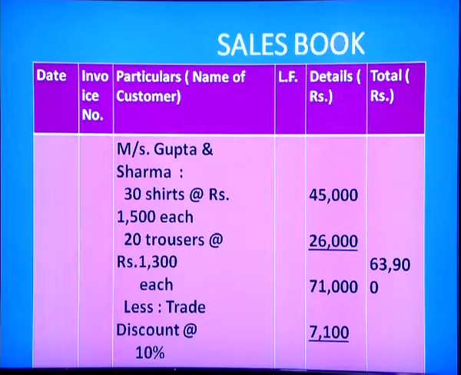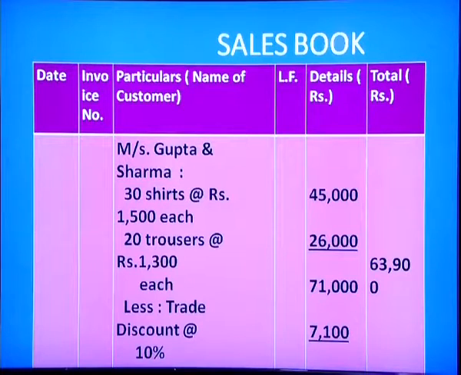You have to prepare everything in the form that we have mentioned just now. Sales day book format is given: date, invoice number, particulars, ledger folio column, details and amount. In the details column, you will write the name of the party. 30 shirts at rupees 1,500 each, 30 into 1,500, 45,000. Similarly, you will calculate the details and then you will deduct the trade discount.